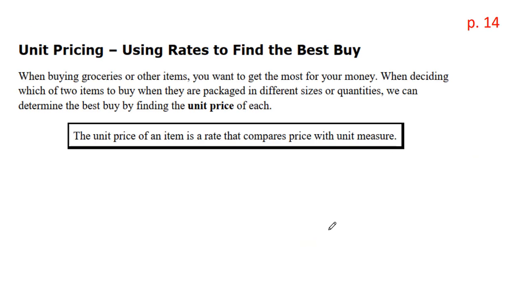Sometimes you'd be surprised at how rates can help you to find the best buy. We often think the biggest package is the best deal. That's not always the case. We need to find the unit price, and we find that through division. We divide the money by the quantity, and then that is going to give us a proper rate. And we can compare those rates or unit rates of different products to see where we can get the best deal.